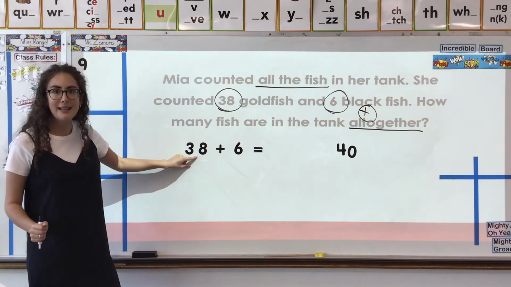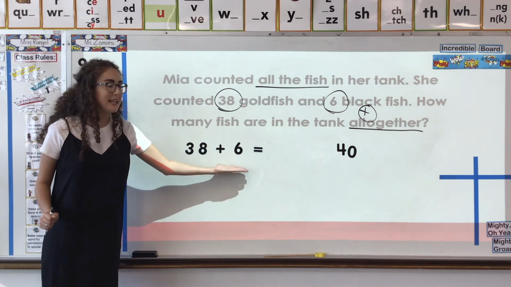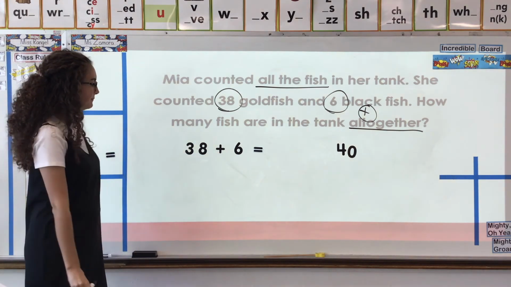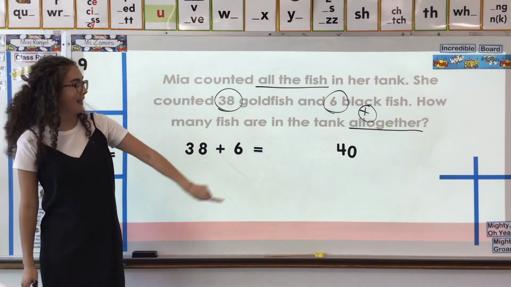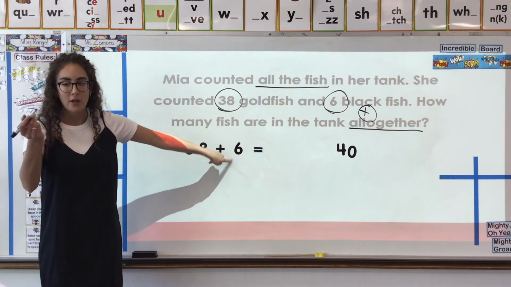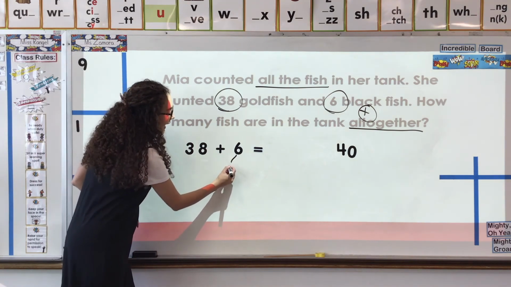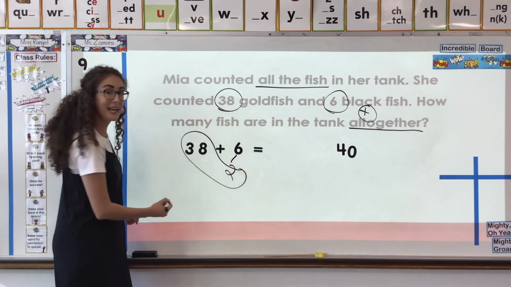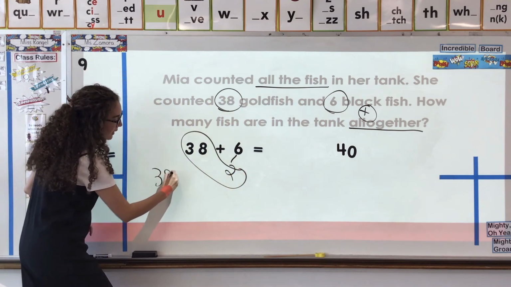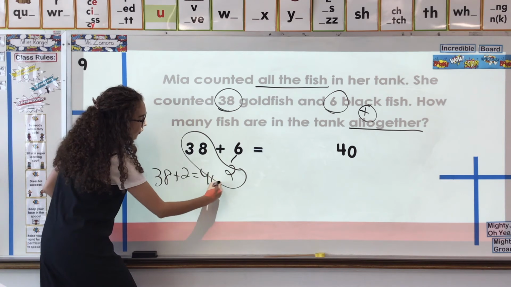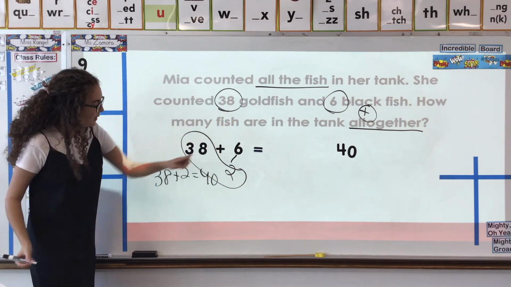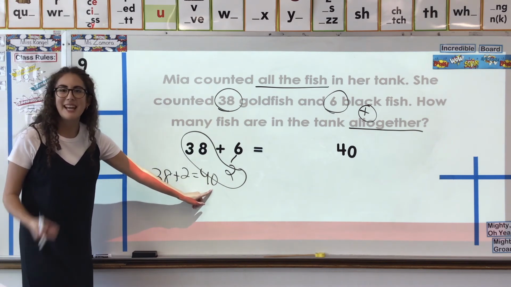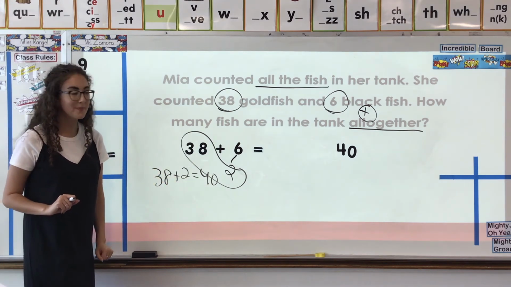So if we're going to need a 2, where can we get the 2 from in this sentence? We've only got one option, the 6. So I want you to do this with me. Pull out a 2 from the 6 and show that with the 38, that is what's going to get us 40. 38 plus 2 equals 40. Our 10 that we need to solve quickly in our heads.